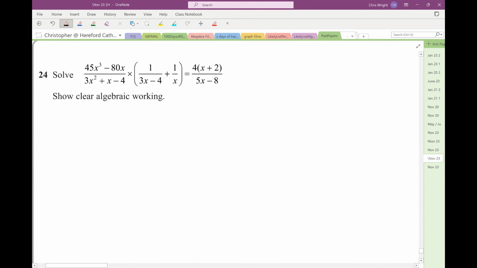Now, the first thing I'm going to do here is simplify the left-hand side because there's quite a lot going on there. Let's start off by simplifying that.